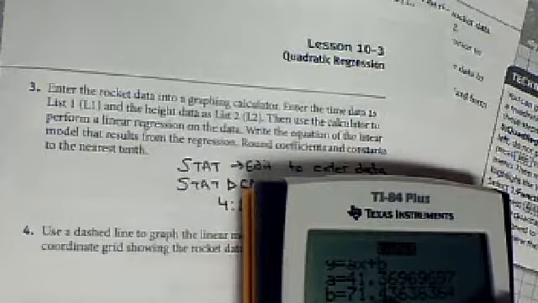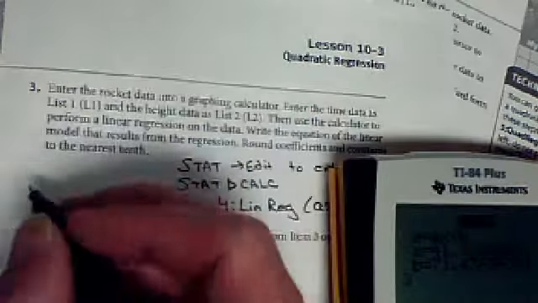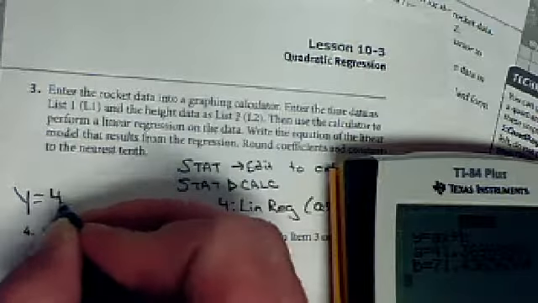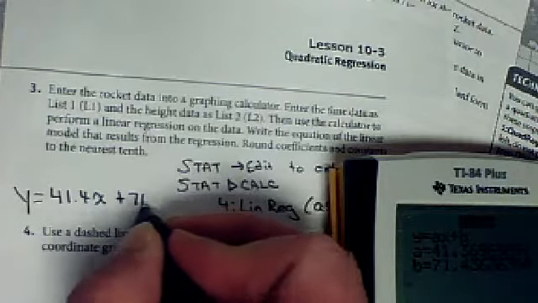So it says to round to the nearest tenth. So that would be 41.4. So y equals 41.4x plus 71.4.